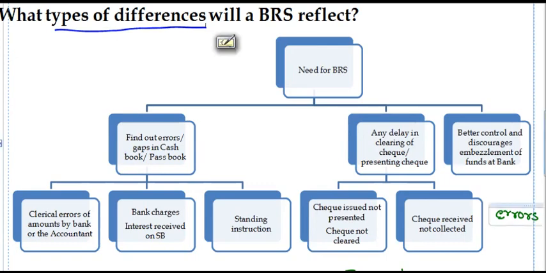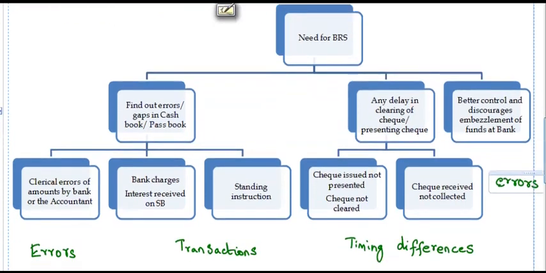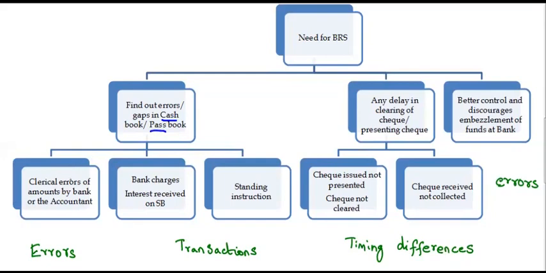So we have already seen the need to prepare the bank reconciliation statement. One is to find out the errors or gaps between the cash book balance and the passbook balance. This could be any clerical error in the amounts by the bank staff or by the accountant of the entity. It could be the bank charges or the interest received on the passbook, or any other transactions like a check being deposited by the debtor directly into the bank.